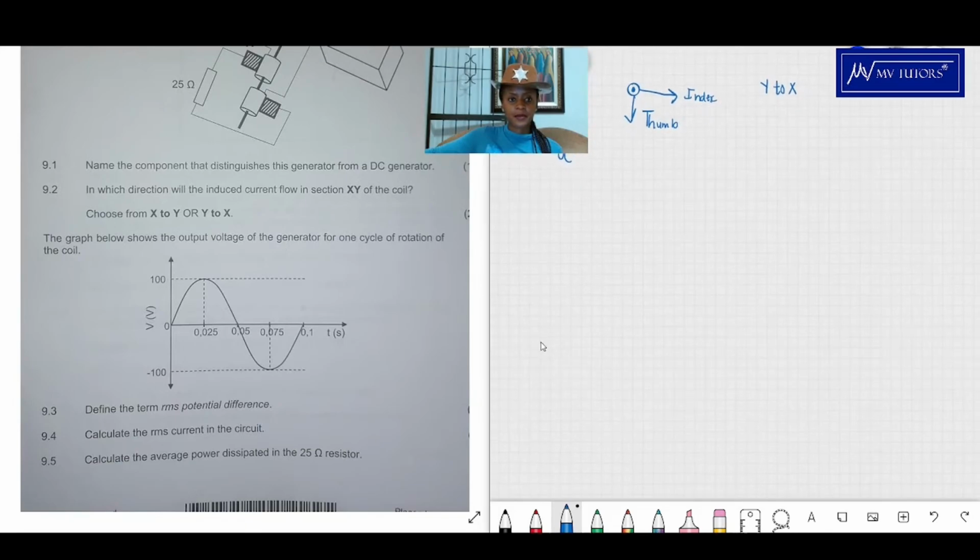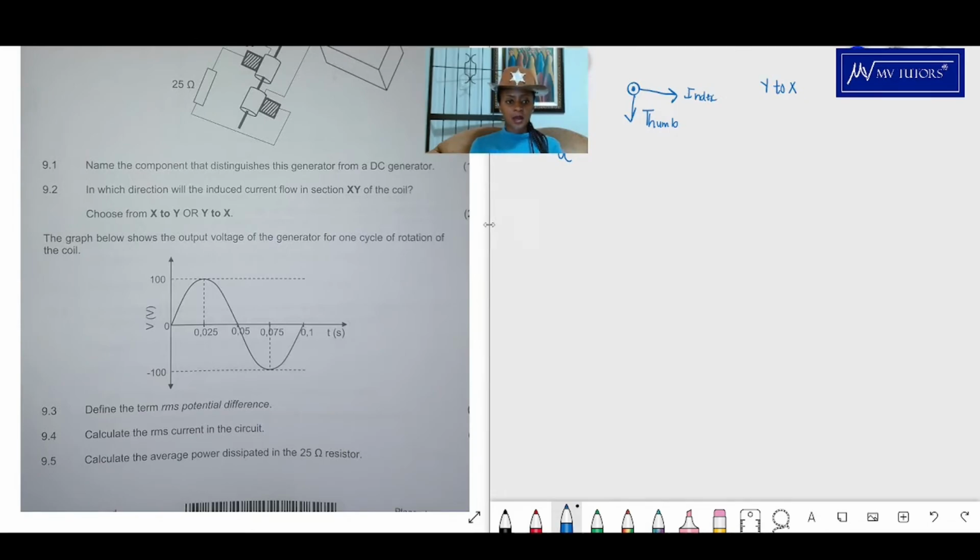Now, where are we? It says the graph below shows the output voltage of the generator for one cycle of rotation of the coil. If you're doing physics, you must be doing maths. So you know that to complete one wavelength of a sine graph, and this looks like a sine graph, if your period is 360, then it would take 360 degrees. But anyway, we're done with maths now. We're on physics. So this would be for an AC generator.